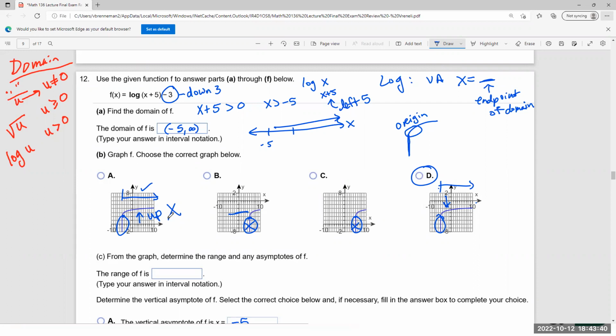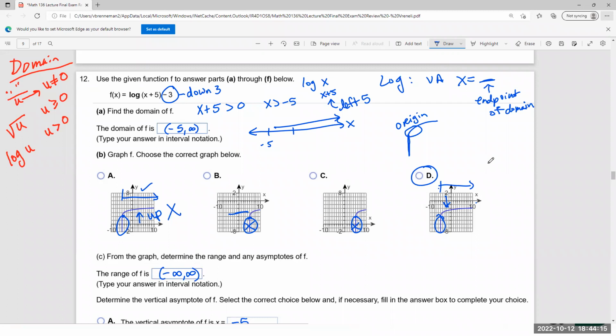So the graph is based on recognizing those shifts, left or right and up or down. The left or right, I think, is easier to determine based on calculating what's the domain, what's the vertical asymptote. Then you don't have to remember is the plus left or right, is the minus left or right. You find the domain and the asymptote will determine that. The range for a log is always all real numbers.